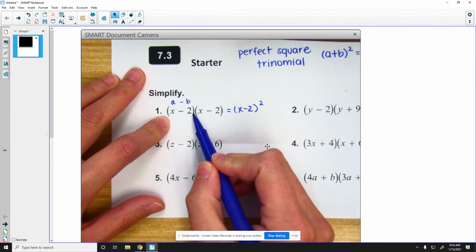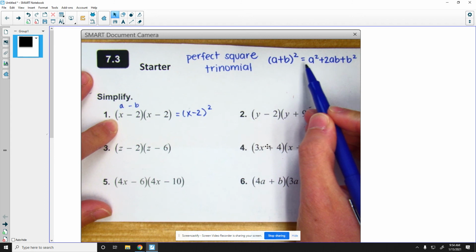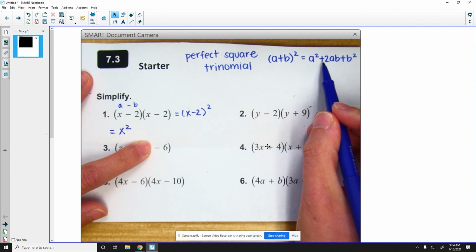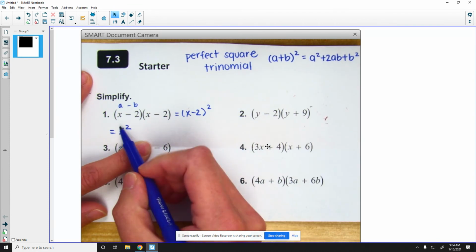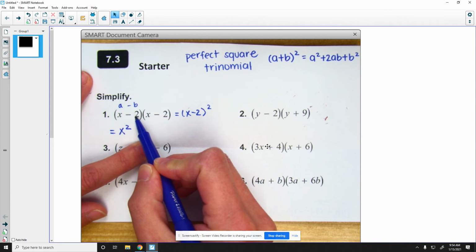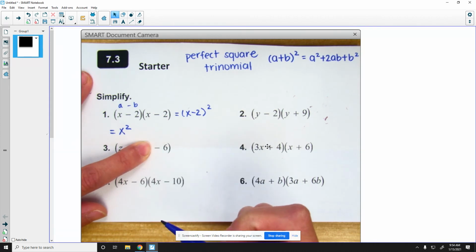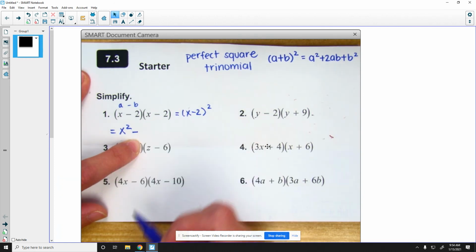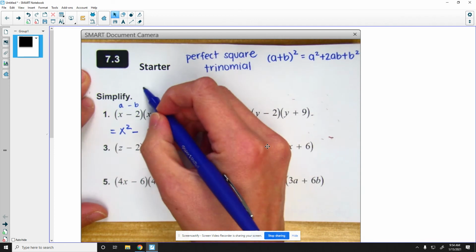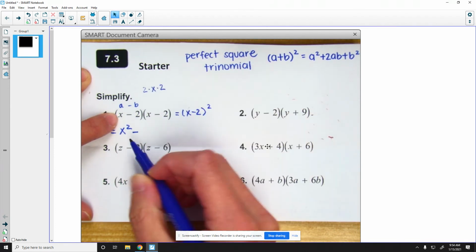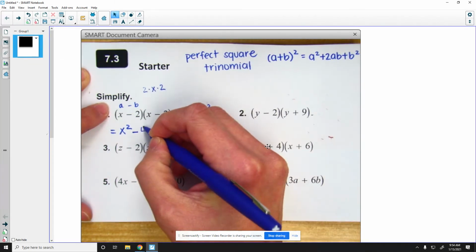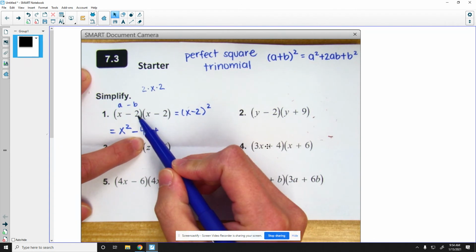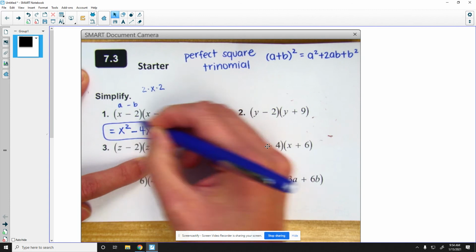So this is A and this is B. My rule is, my answer is A squared. So what's A squared here? X squared. Now, instead of a plus, we just have a minus. So minus 2 times A times B. So what's 2 times A times B? Yeah, minus 4x. And then my last thing is plus B squared. So what is B squared? 4. So boom, there's my answer.